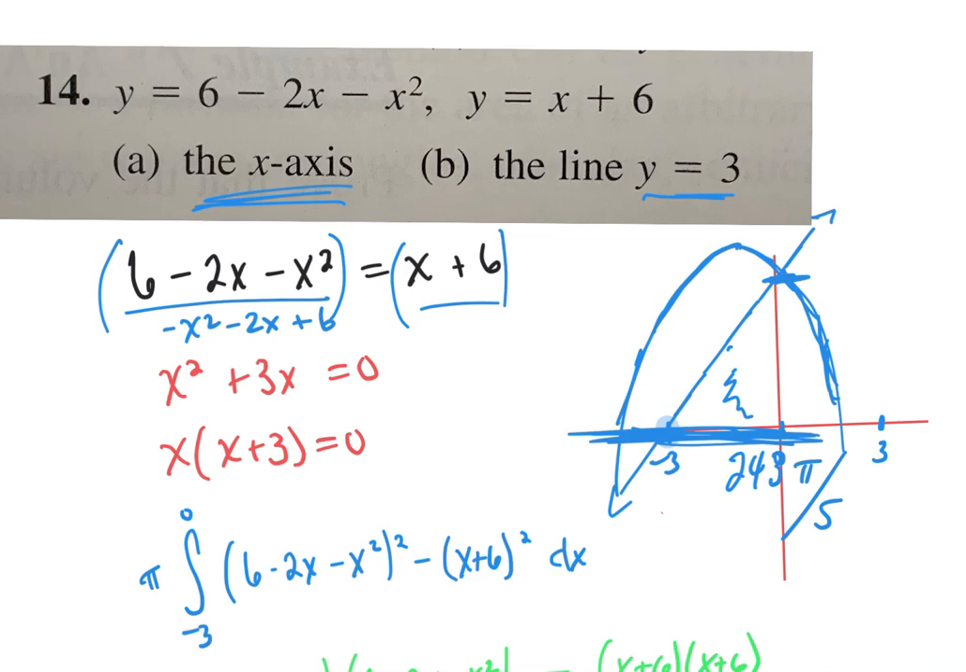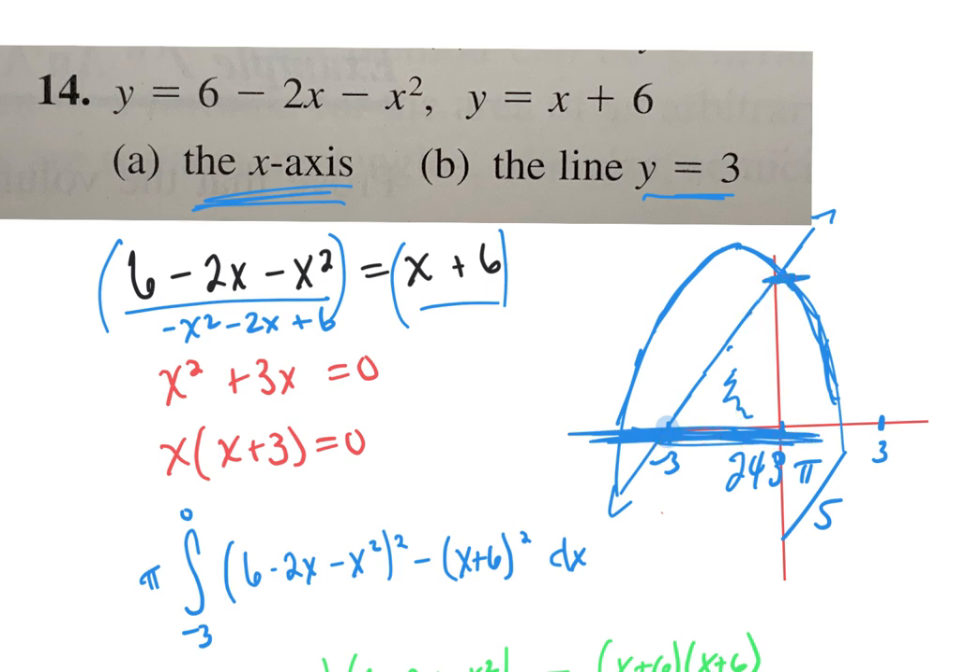Just to walk through this process, we've been given the functions y equals 6 minus 2x minus x squared and y equals x plus 6, and we're rotating around the x-axis. If you do just a quick sketch of the graph, you'll see your x plus 6 looks like this, and your 6 minus 2x minus x squared looks something like that. So you are going to have a gap, because the y-intercept for the x plus 6 is all the way up here at 6, and we're revolving around the x-axis.